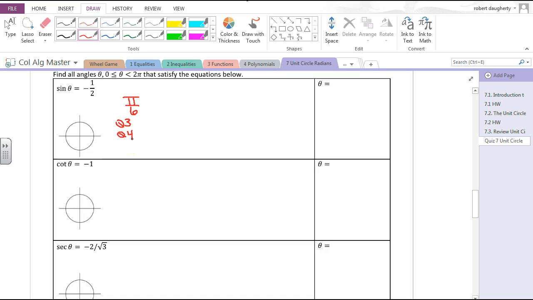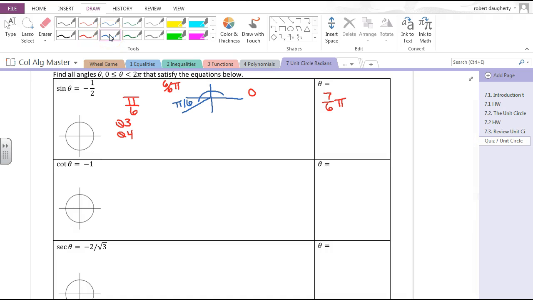Okay, so I got to figure out what these angles are. So in quadrant 3, if this is pi over 6, what is that full angle? Okay, so remember, this is 0, and this is 6 over 6 pi. Okay, what would happen if I go pi over 6 further? That's 7/6 pi. So that's one answer, 7/6 pi.